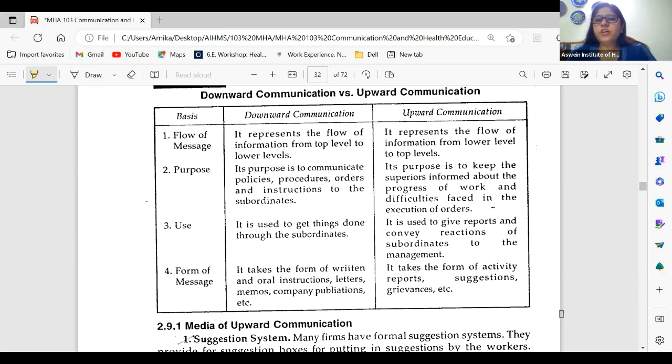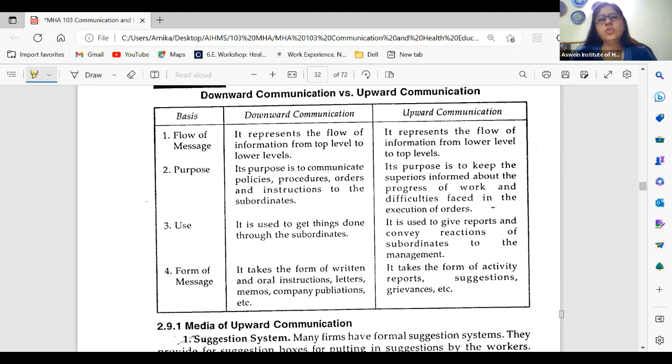Whereas when we talk about upward communication, it is about the progress or challenges which lower management or operational workers are feeling. They basically want to communicate their limitations, their challenges, or in fact, progress, if it is in a positive way. They want to convey this to their superiors. At that time, they use upward communication.